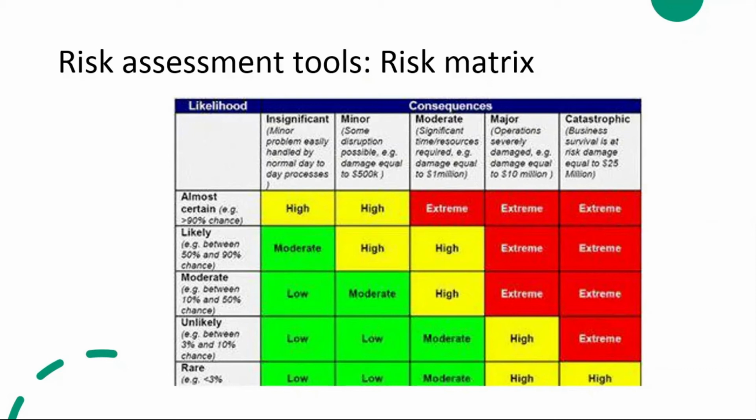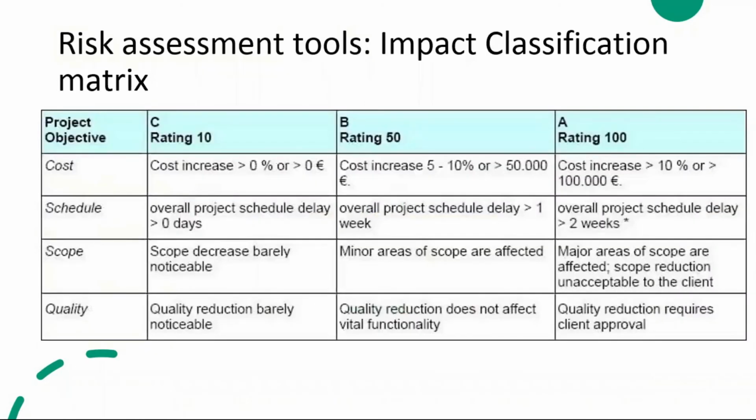A risk matrix is a visual representation of the risks involved in a particular project to help in preparing a mitigation plan and decision-making. In short, it is a tool that assists in reducing the risk impact that might cost business adversely otherwise. The next example is an impact classification matrix.